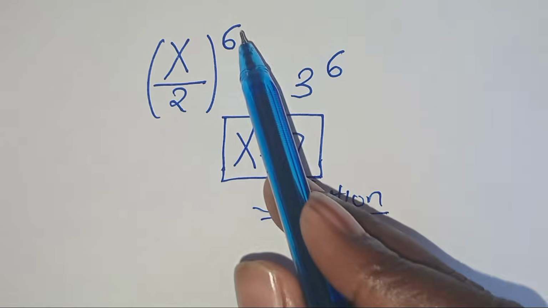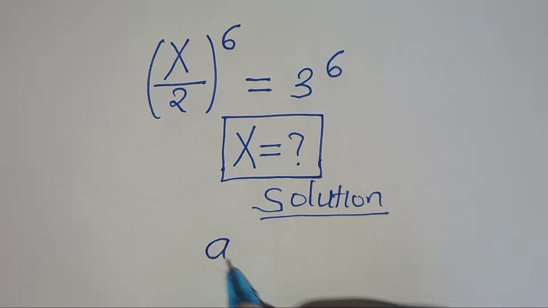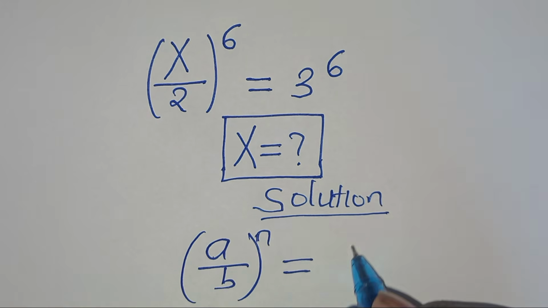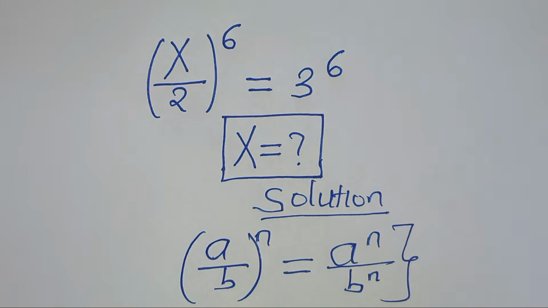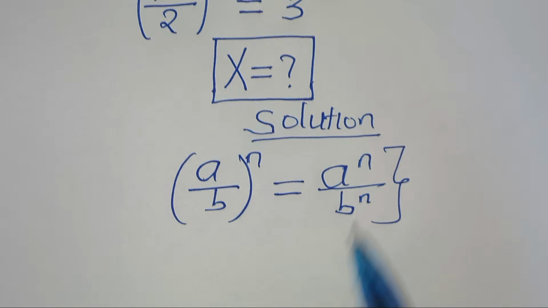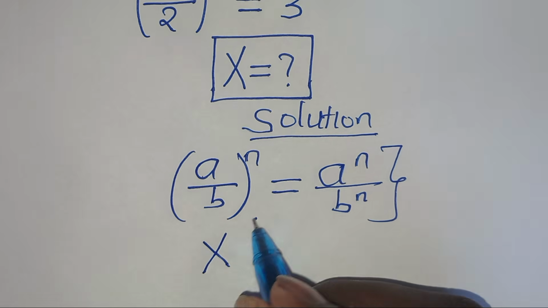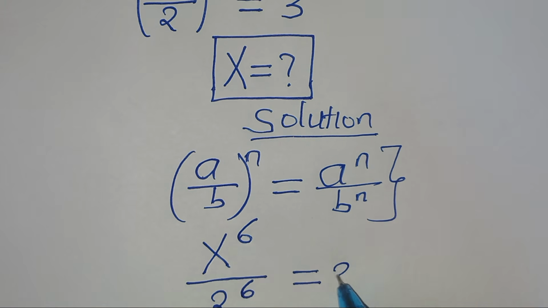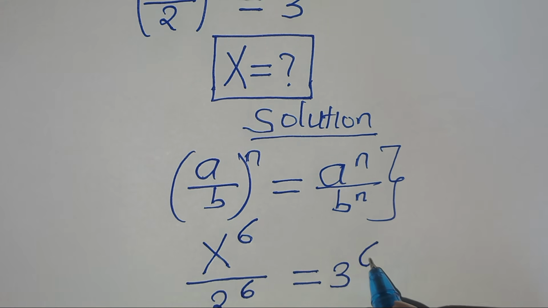Now (x/2)^6 is of the form (a/b)^n, which can be expressed as a^n divided by b^n. So applying this property, we have x^6 divided by 2^6, which is equal to 3^6.